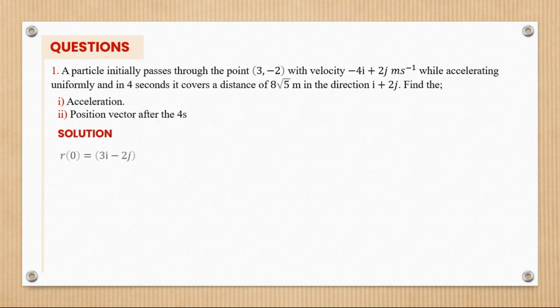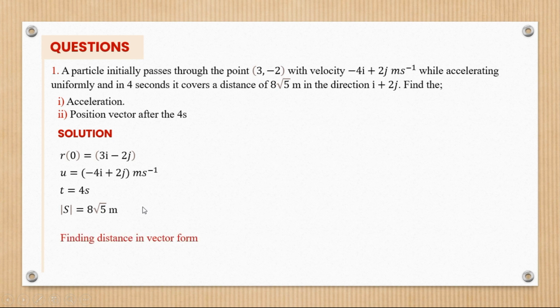Let's first list what has been given. We've been given the initial position vector as 3i minus 2j. It has been given in terms of coordinates, but we can say this represents x and this represents y, so it can be placed in vector form as 3i minus 2j. We've also been given the initial velocity, which is -4i plus 2j meters per second. We also know the time, 4 seconds, and the magnitude of the distance has been given as 8√5 meters.